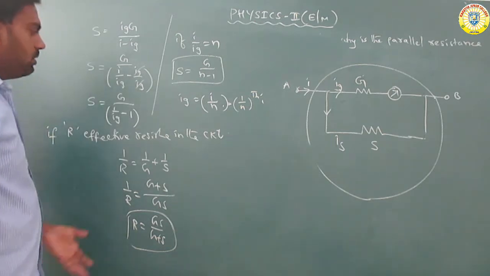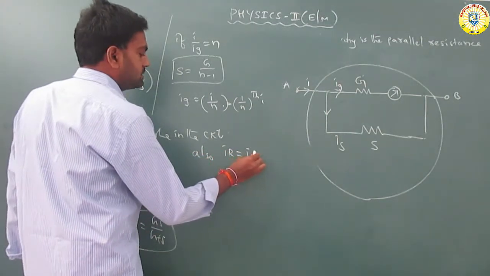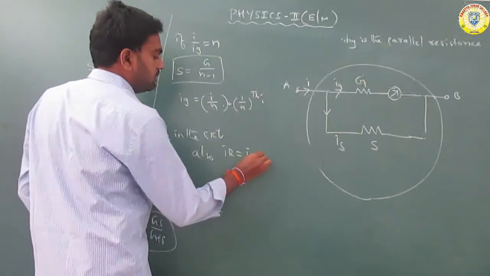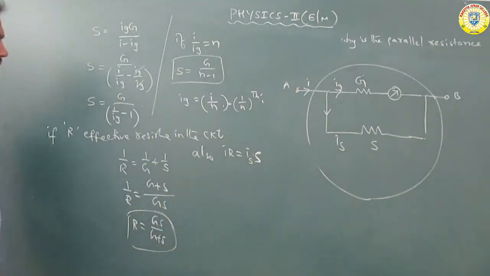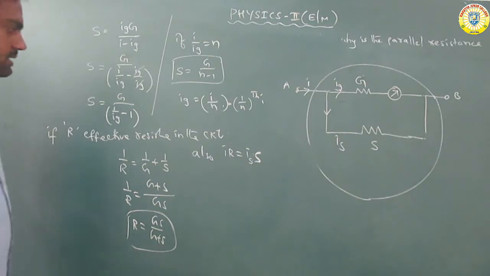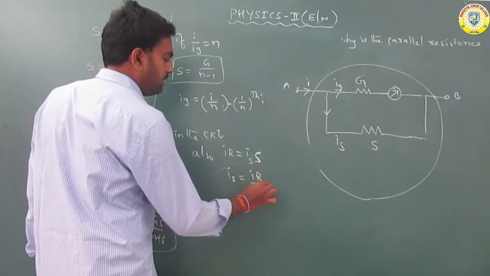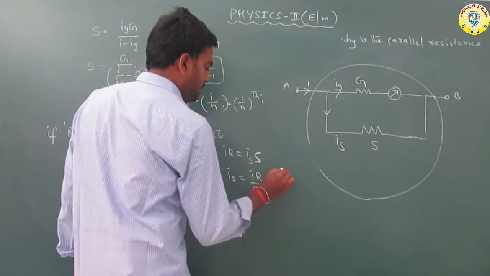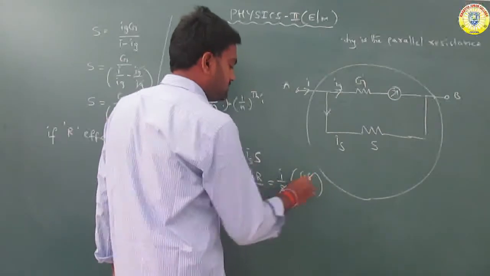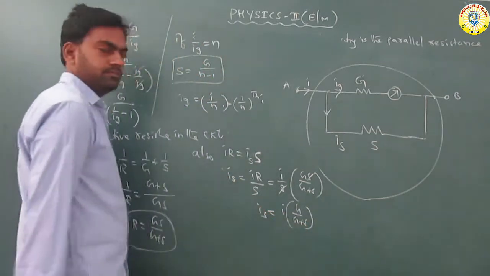Now, the potential difference is also the same, so IR is equal to IS S or Ig G. That means IR is equal to Is S. So Is is equal to IR by S. Substituting R as GS by G plus S, the S's cancel, so Is is equal to I into G by G plus S.